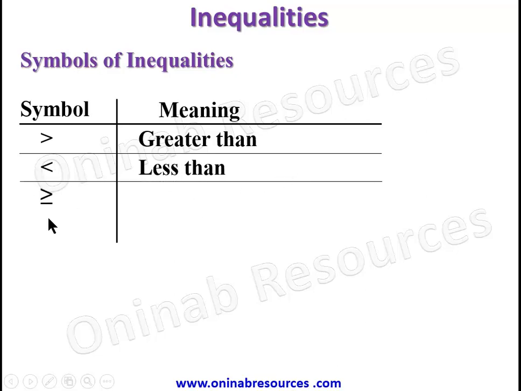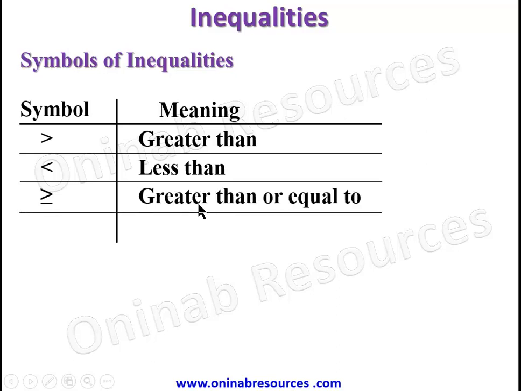Then we have greater than or equal to. You can call this a double symbol, because it combines both greater than and the equality sign. So it is greater than or equal to. And finally we have this, which is a combination of less than and equal to, so we have it as less than or equal to. That is all for the symbols of inequalities.